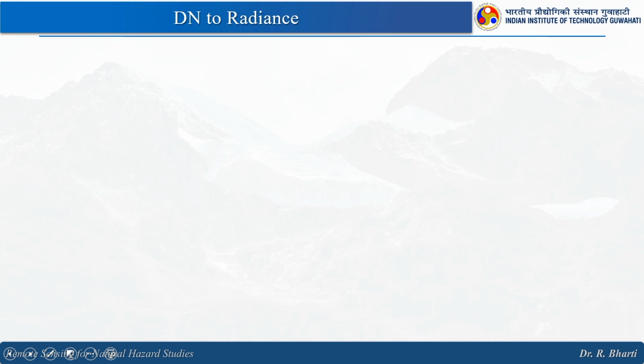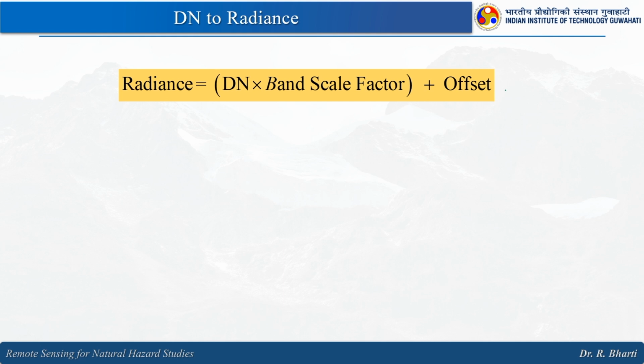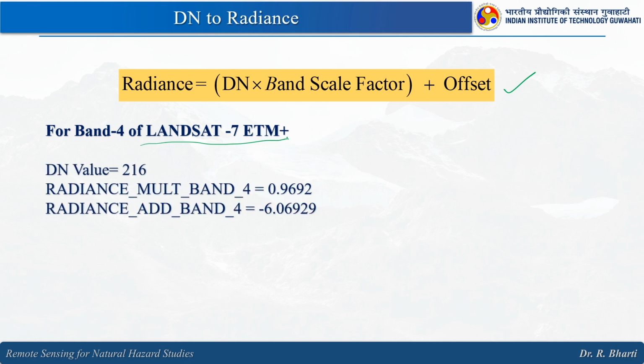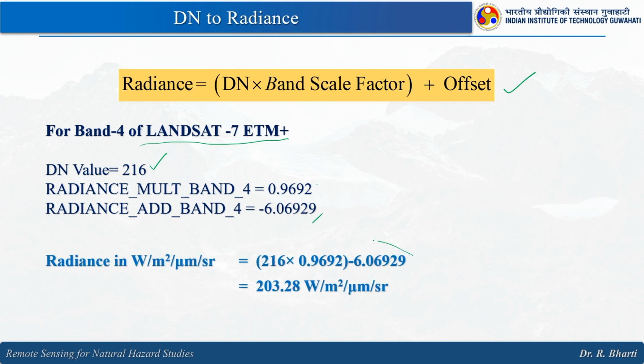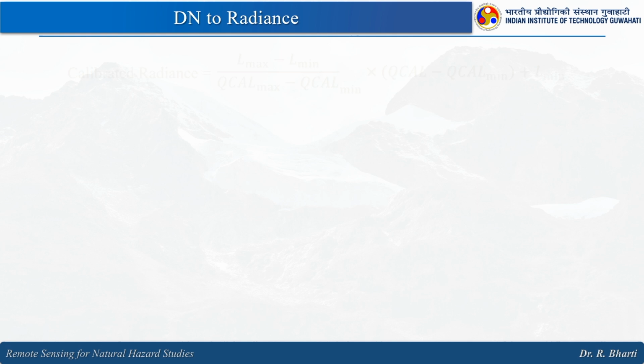Now, we will try to calculate the radiance using a hypothetical DN value. So, here we are going to use this formula for band 4 of Landsat 7 ETM plus. Here the DN value is 216 and the radiance for band 4 is given, right. And here you can calculate, and then it is coming 203.28 watt per meter square per steradian.